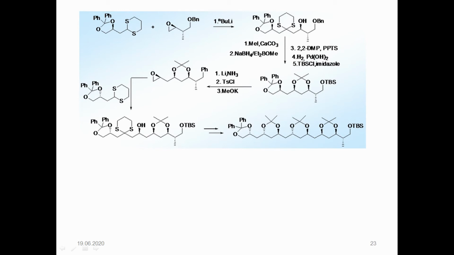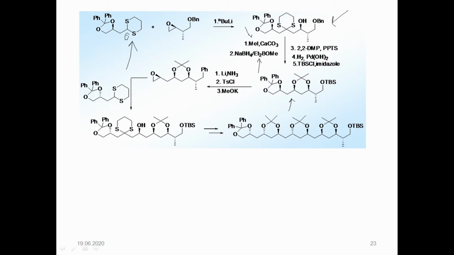And another methodology for synthesis of 1,3 polyols: first we have to treat dithiane with butyllithium. You will get an anion here. This anion will add onto the epoxide, so the epoxide is opened with this dithiane. You are getting this compound. Then we can remove the dithiane group using methyl iodide and calcium carbonate, and we will treat with sodium borohydride followed by diethyl boron OMe. You will get the required compound.